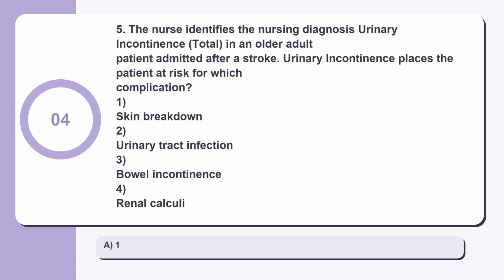Question 4. 5. The nurse identifies the nursing diagnosis urinary incontinence, total, in an older adult patient admitted after a stroke. Urinary incontinence places the patient at risk for which complication? 1. Skin breakdown. 2. Urinary tract infection. 3. Bowel incontinence. 4. Renal calculi. Answer: 1.